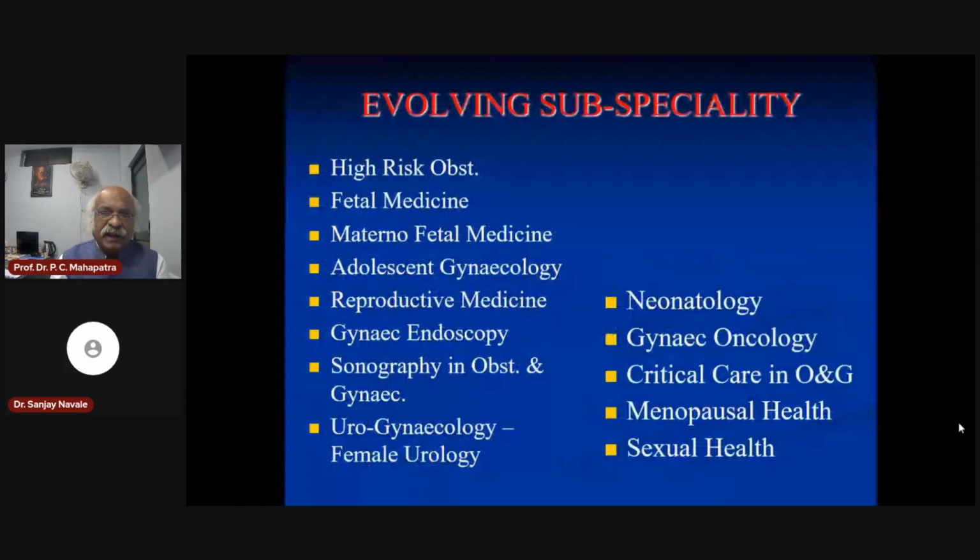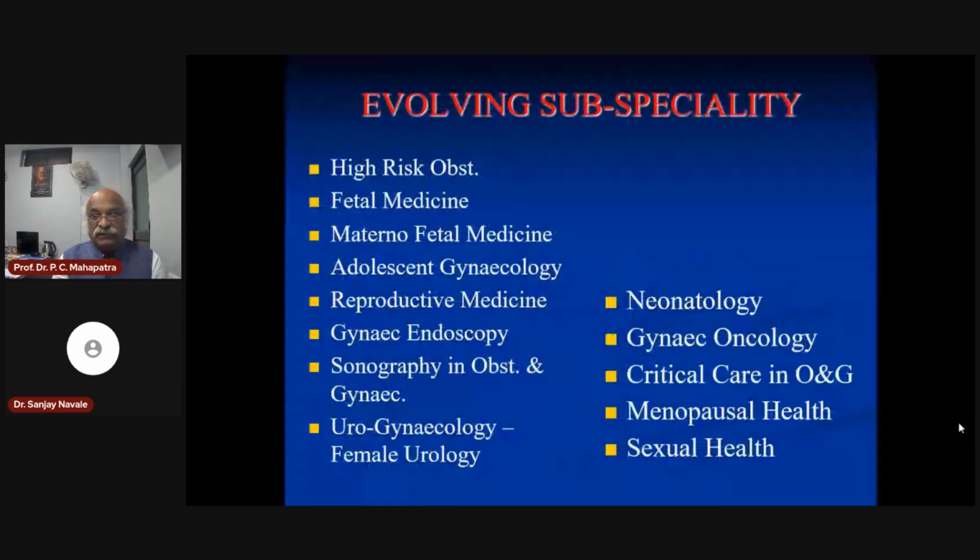Fetal medicine is a different entity. Maternal-fetal medicine is a separate entity, for which somebody spends their whole life on fetal medicine. Adolescent gynecology and reproductive medicine have grown like anything over the last few decades. Gynec endoscopy has emerged as a very important tool in gynecological surgery. Sonography in obstetrics and gynecology is again a very important part.